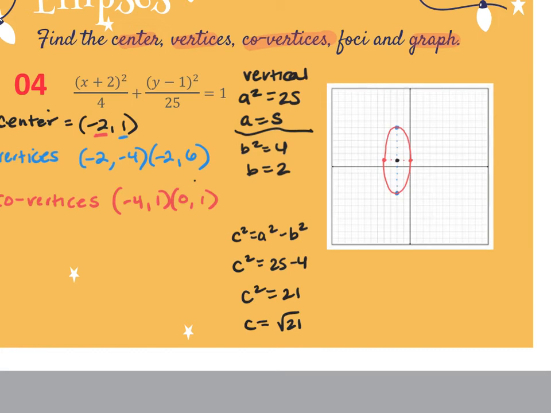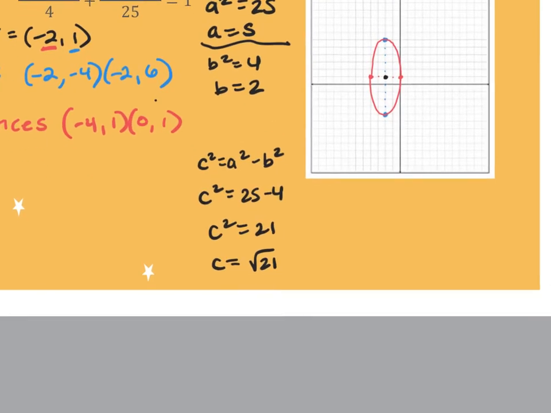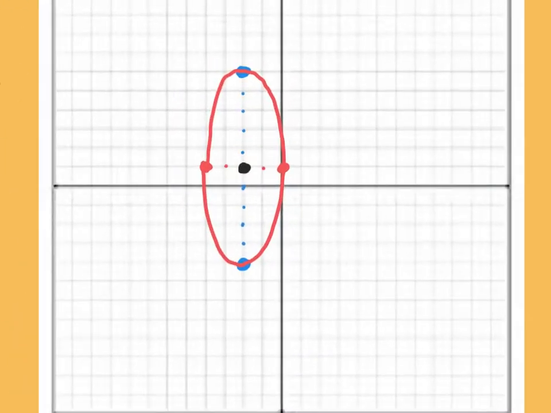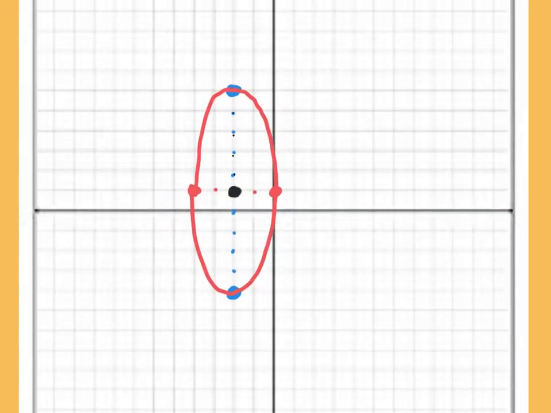Now, if I want to graph that, I would approximate it, right? So 21 is in between the square root of 16 and the square root of 25. I can approximate it at like 4.5. And that's on the major axis. So from my center, I'm going to go up and down about 4.5. 1, 2, 3, 4.5. 1, 2, 3, 4.5. And those are my foci.